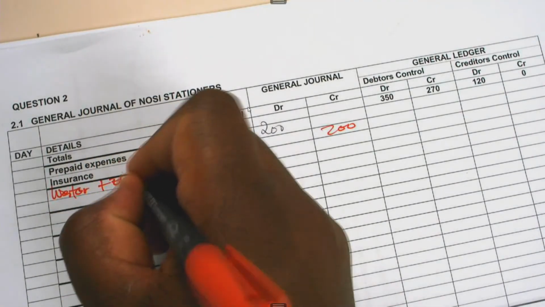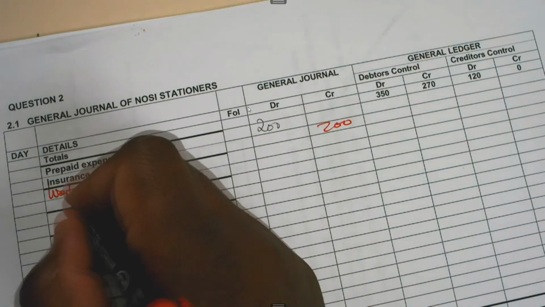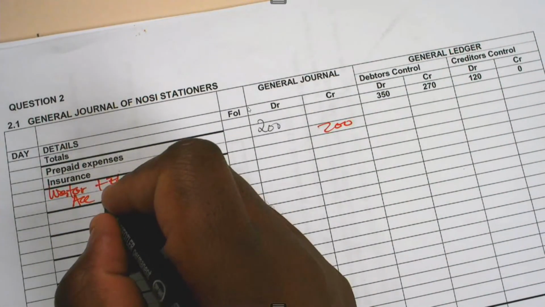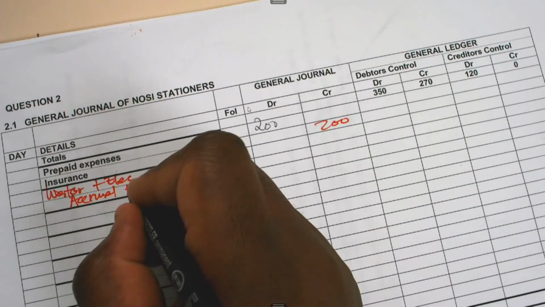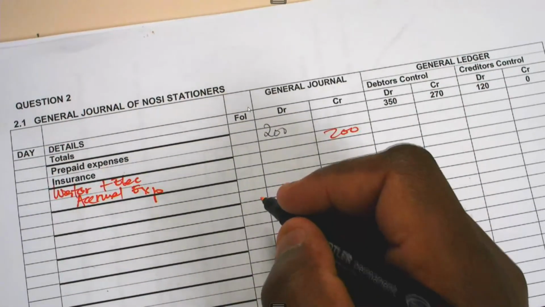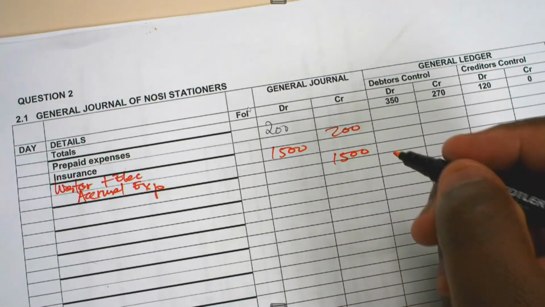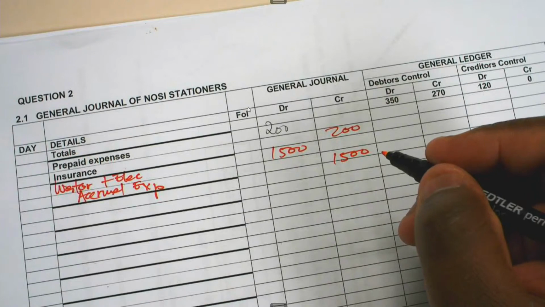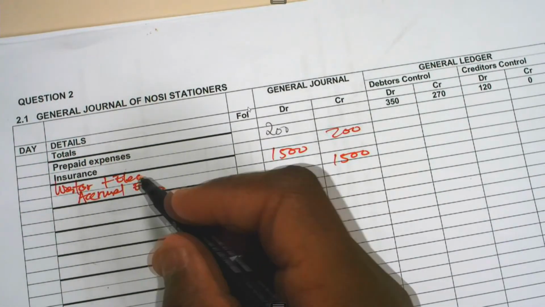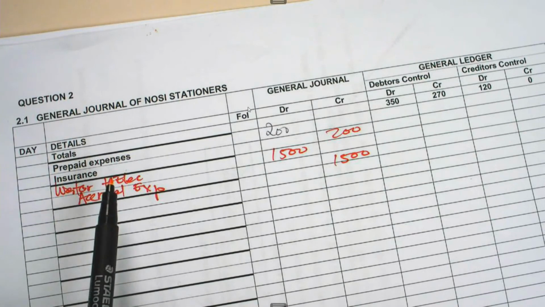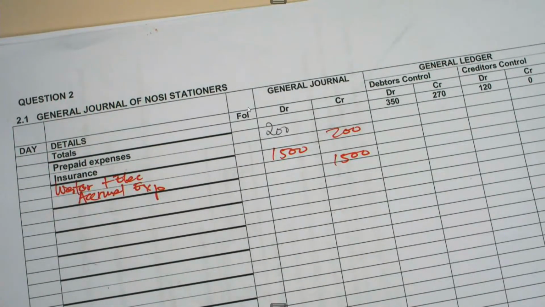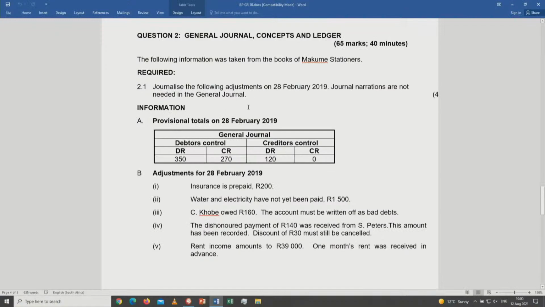You debit your water and electricity, and then you credit your accrued expense, right? With 1,500 rand. Expenses are always, as you can see, we have debited our water and electricity because it's the second account and it is the expense, right? Now let's go look at number 3.